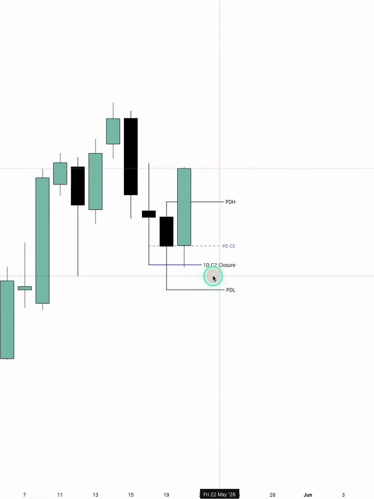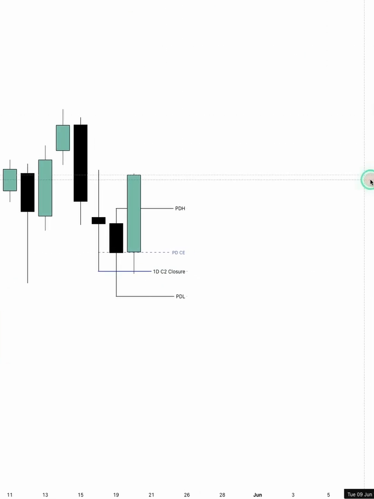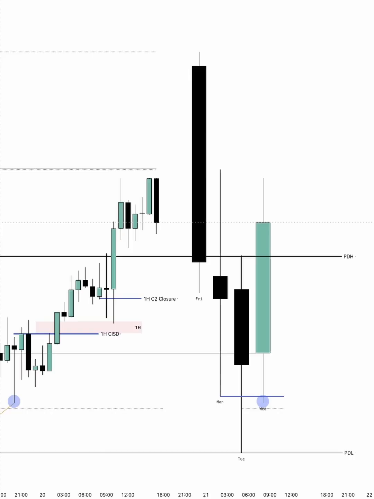Now, this is your daily bias. This is the most important part. If you don't have this, you don't have a high probability play. Can you trade invalidations? Can you trade on not having a bias or with C2 closure? Yes, but you require more experience. Once you're done with this, you go to the hourly chart.